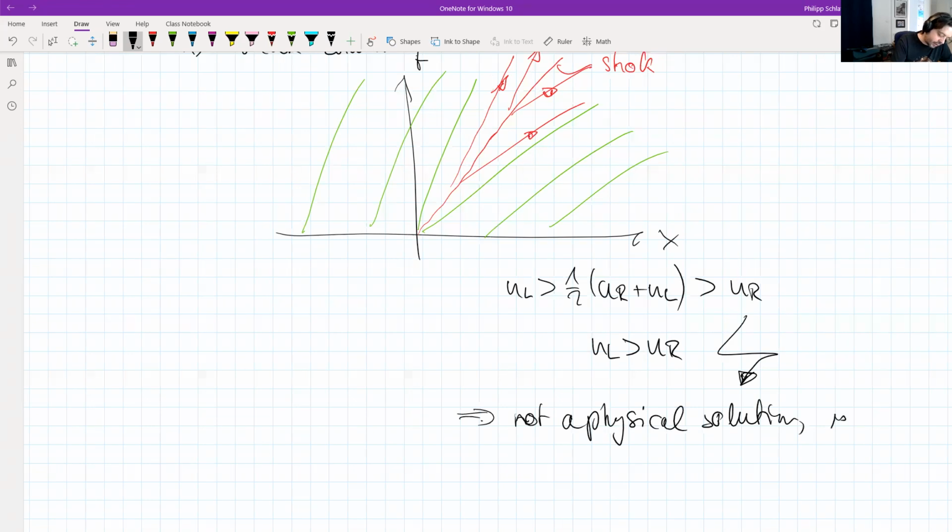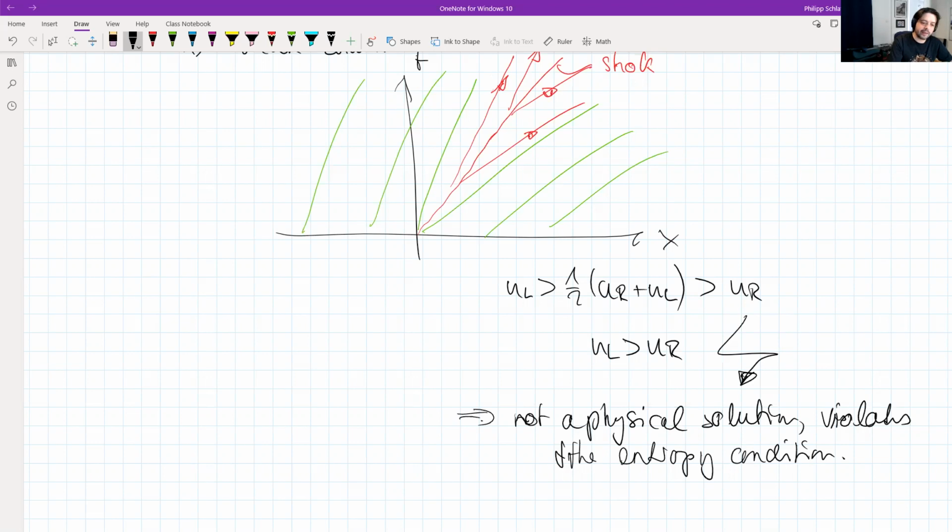Solution violates the entropy condition. So it doesn't fulfill the entropy condition, which means that there would actually be a decrease in entropy when you go over the shock. And this, of course, is not something that is allowed by the second law of thermodynamics.